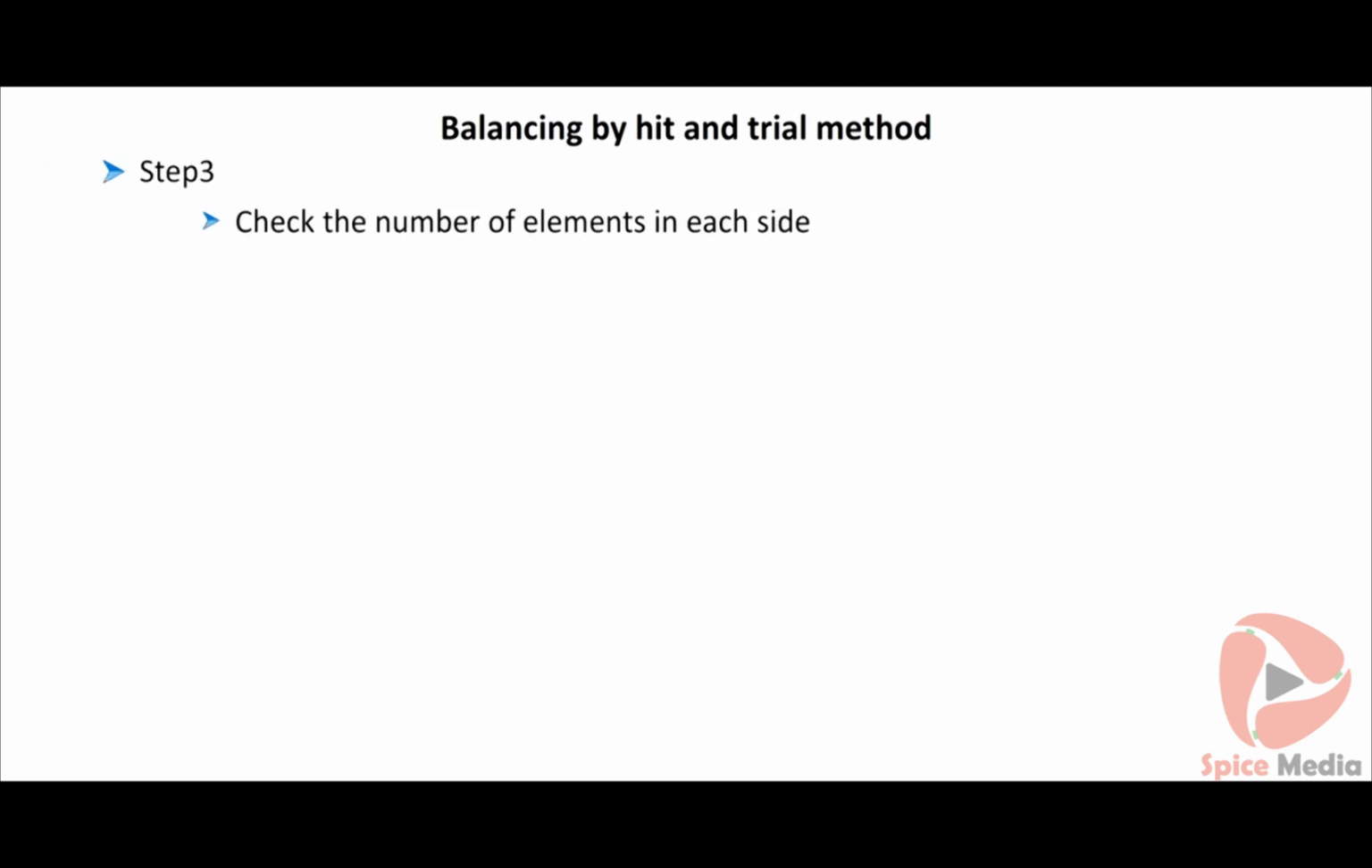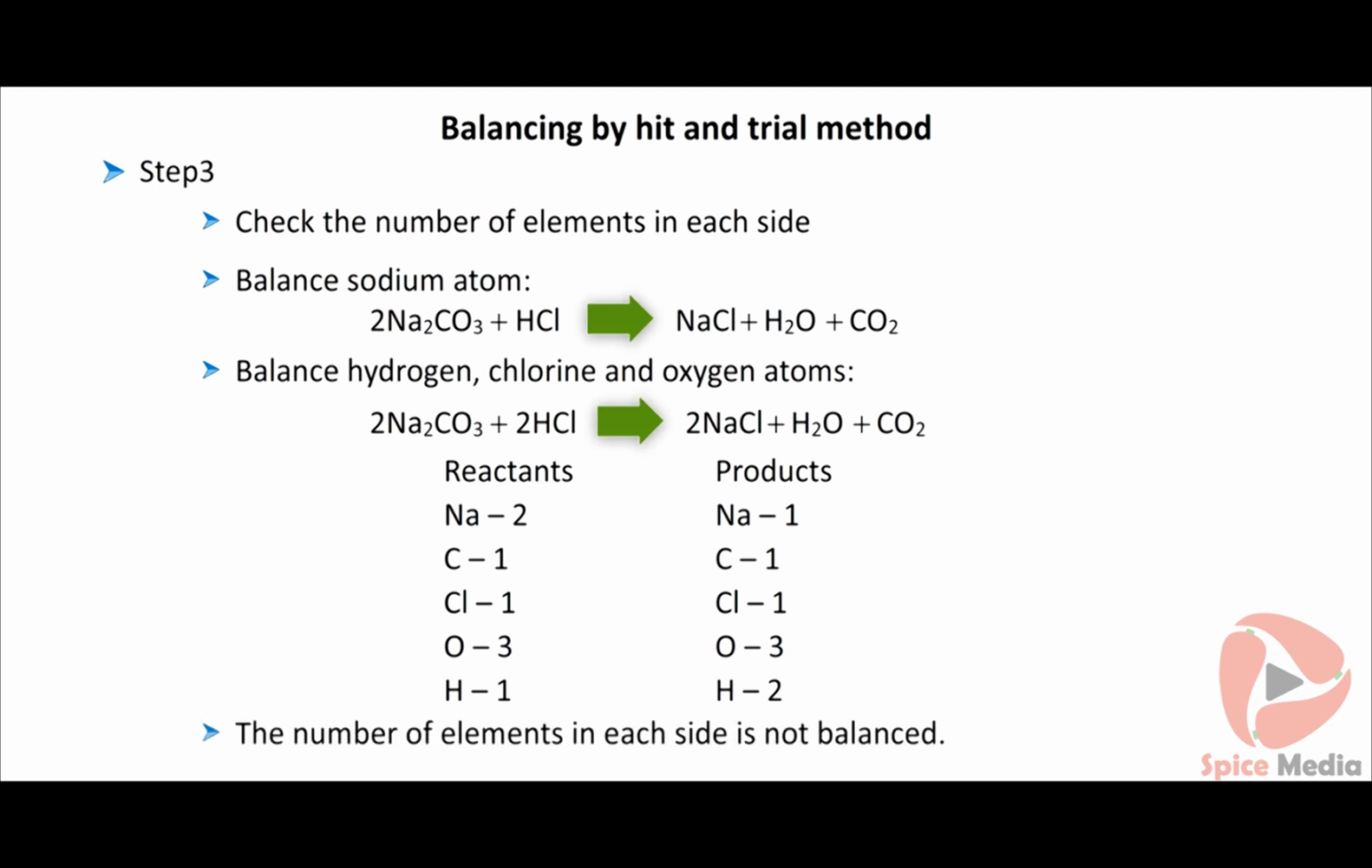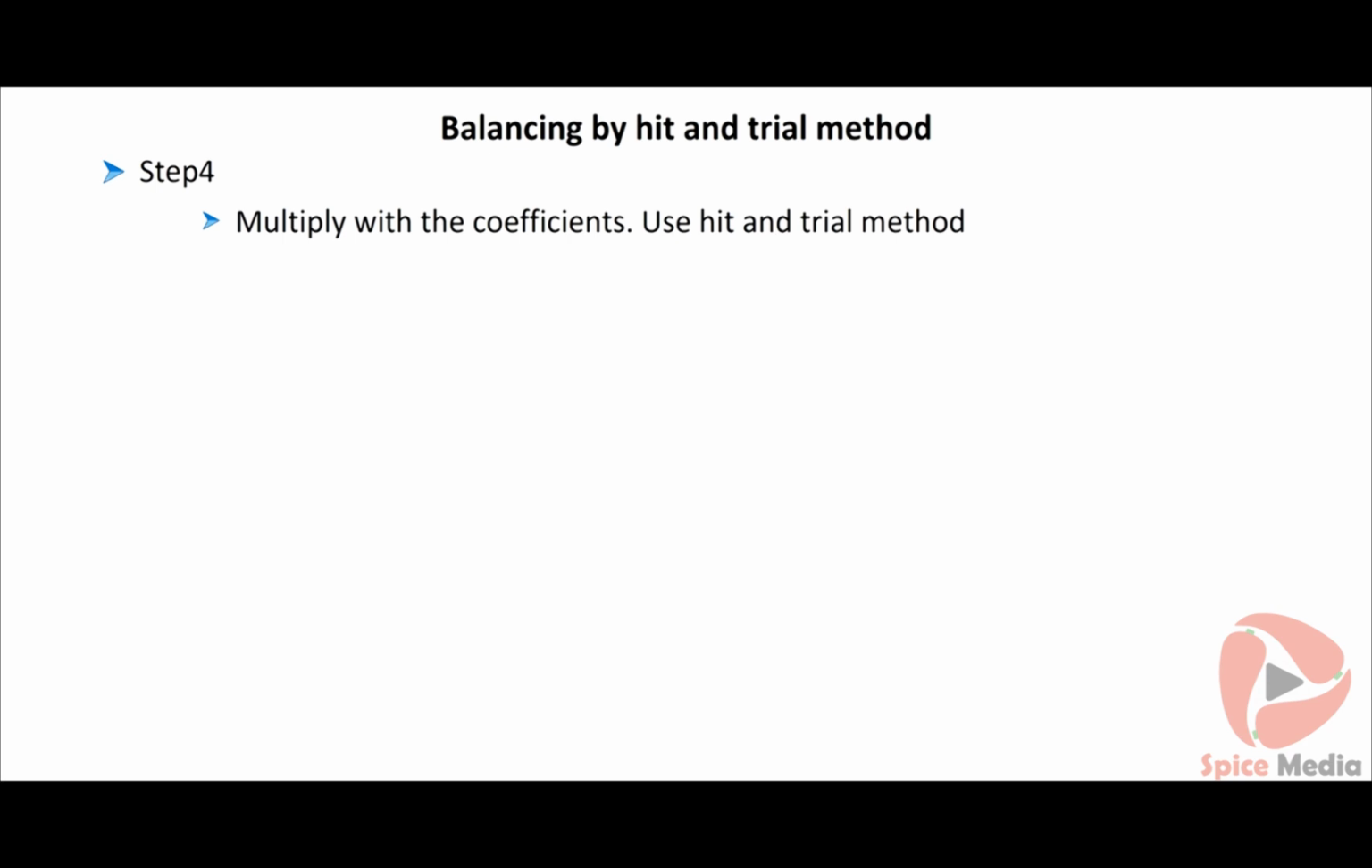Step 3. Check the number of elements in each side. Reactants: Na2, C1, Cl1, O3, H1. Products: Na1, C1, Cl, O3, H2. The carbon, chlorine and oxygen atoms are balanced. The sodium and hydrogen atoms are not balanced. Multiply with the coefficients. Use hit and trial method.